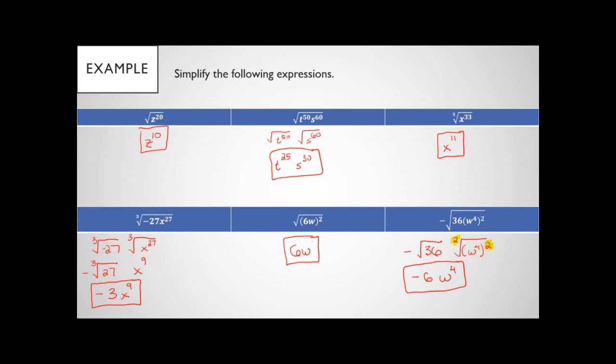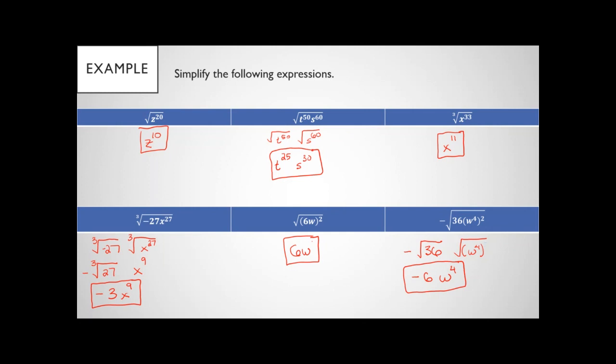And then if it was a cubed root, and then if there was the same thing, a w to the fourth but with a 3, then that would cancel out? Yes. So if this was a cubed root and then this was a 3, those would cancel. You're still left with w to the fourth. Okay. Thank you. You're welcome.